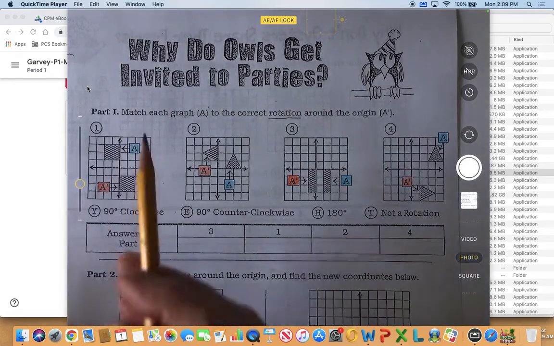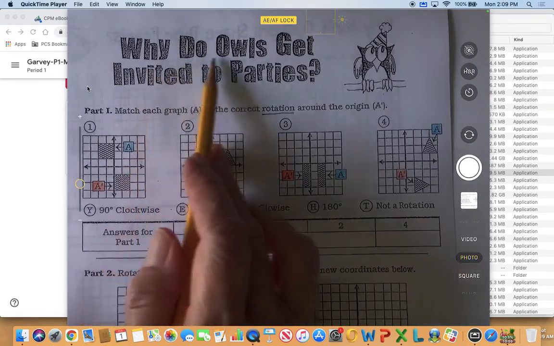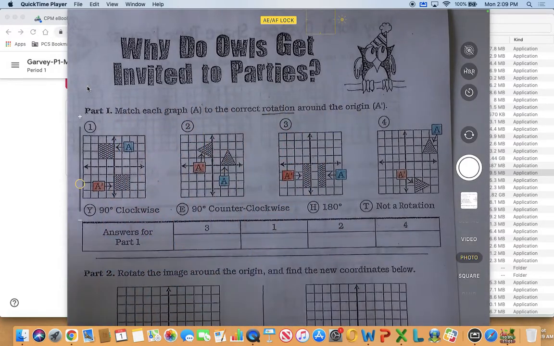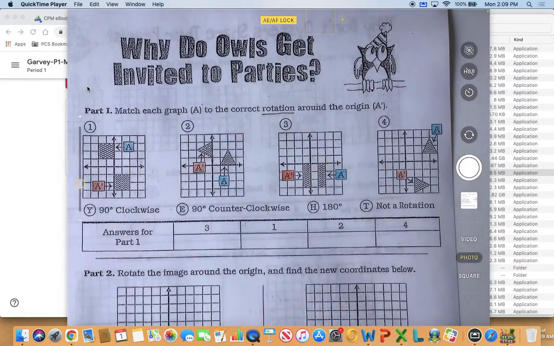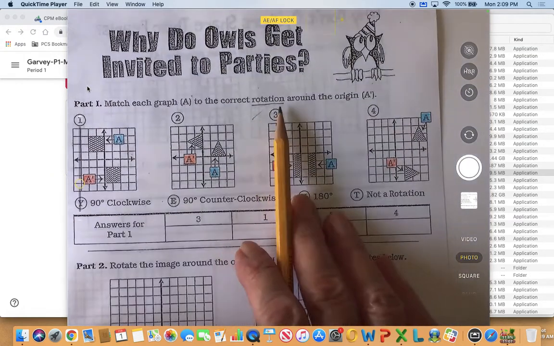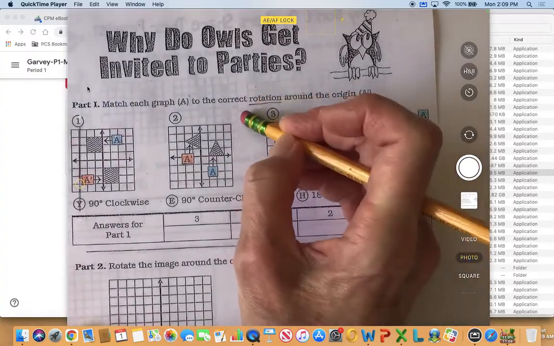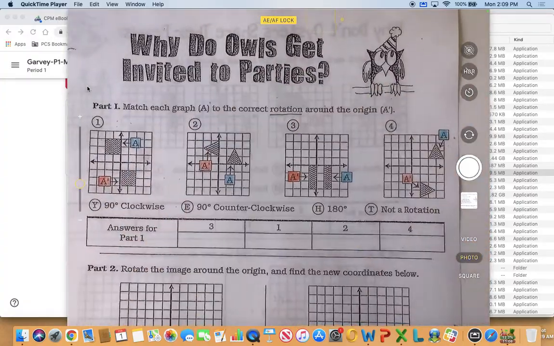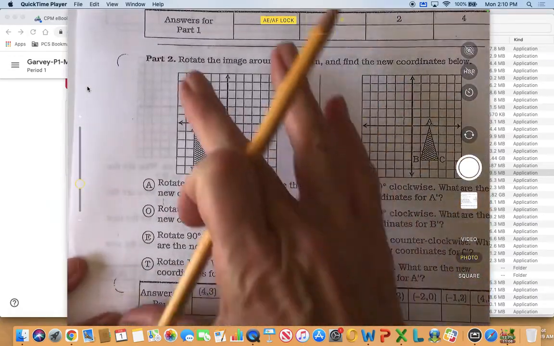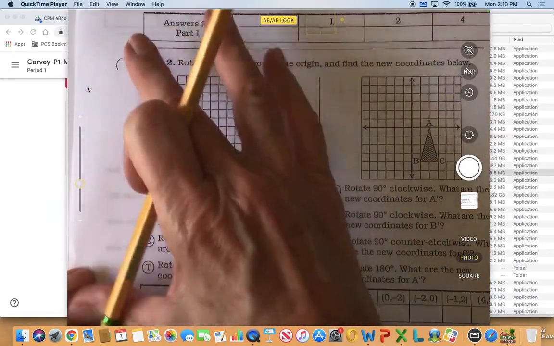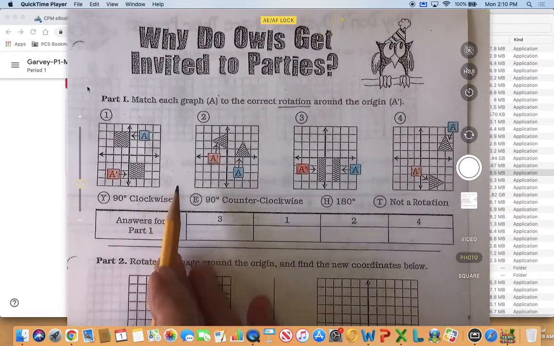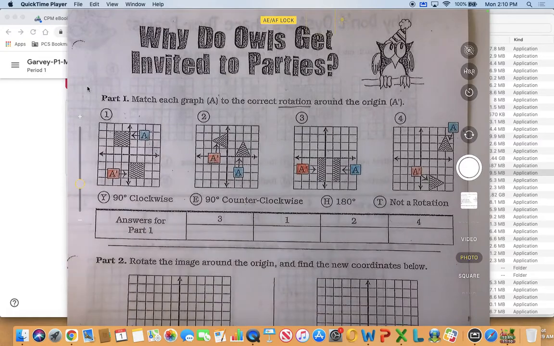Hey, this video is to help you get started with why do owls get invited to parties? And what we're going to do in this one is all about rotation. So this entire worksheet is about rotation. There's part A up here and part one up there and part two down here. So first we'll cover part one and then we'll cover part two.